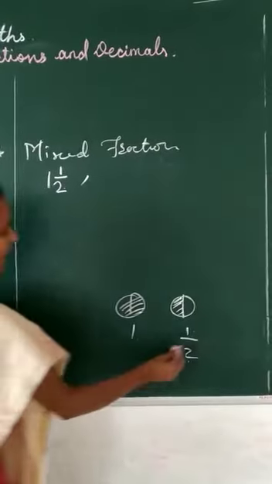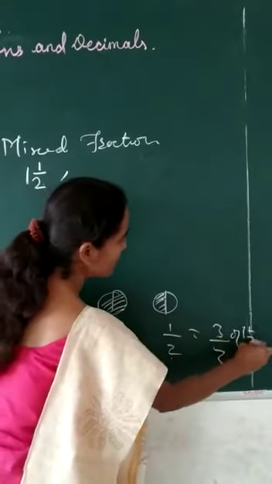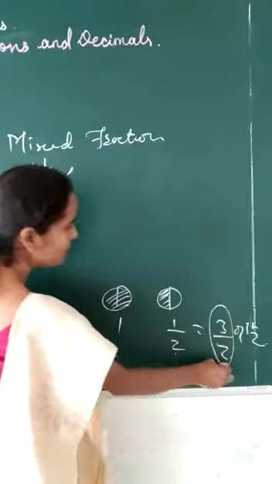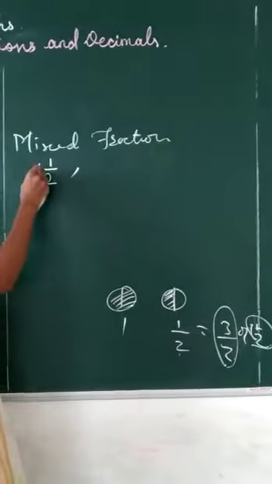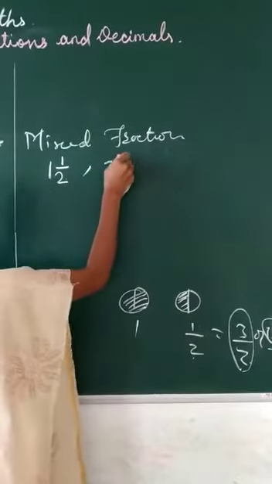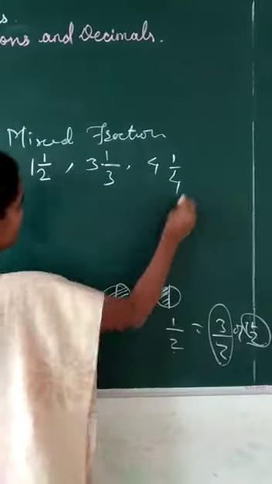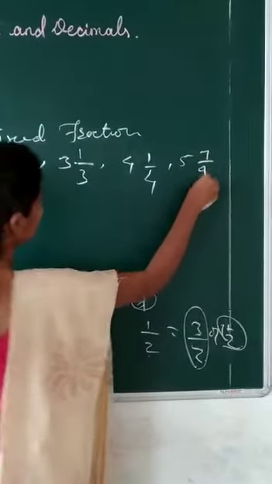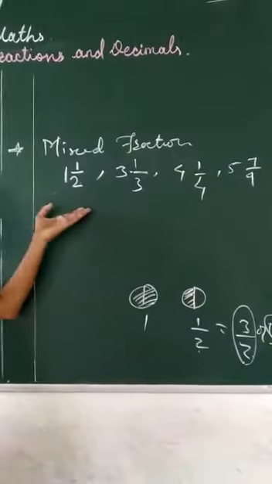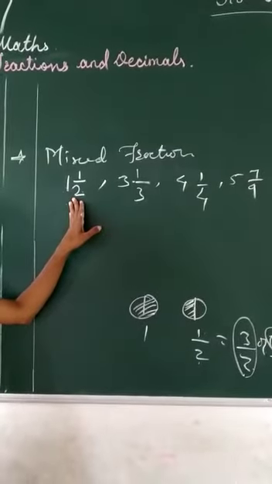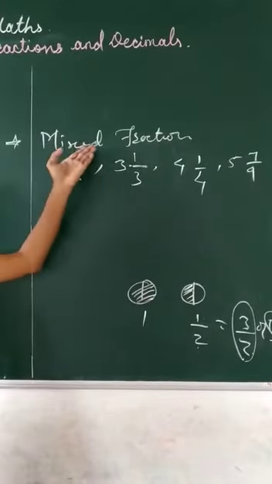This you can also write as 3 by 2 or 1 and a half. So if you are writing the fraction in this form, this is called an improper fraction. And if you are writing the fraction in this form, this is called a mixed fraction. Like 3 1/3, 4 1/4, 5 7/9. These are the kinds of mixed fractions. When you are writing the fraction in the form of a whole and a fraction, these are called mixed fractions.